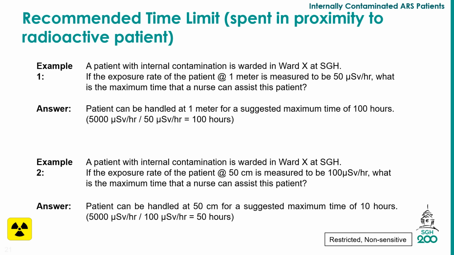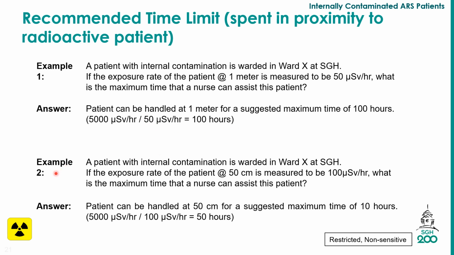Following from the earlier slide, let's look at this example. A patient with internal contamination is warded at Ward X at SGH. If the exposure rate of the patient at 1 meter is measured to be 50 microsievert per hour, what is the maximum time that a nurse can assess this patient? The patient can be handled at 1 meter for a suggested maximum time of 100 hours. How do we get this? From the table on the earlier slide, 5000 microsievert per hour divided by 50 microsievert per hour gives us 100 hours.